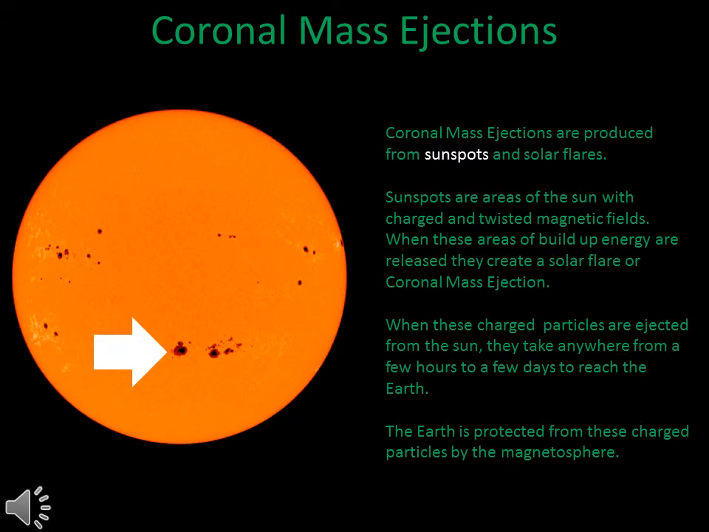Coronal mass ejections. Coronal mass ejections are produced from sunspots and solar flares. A sunspot is an area of the sun with charged and twisted magnetic fields. When these areas of built-up energy are released, they create a solar flare or coronal mass ejection. When these charged particles are ejected from the sun, they can take anywhere from a few hours to a few days to reach the Earth. The Earth is protected from these charged particles by the magnetosphere.